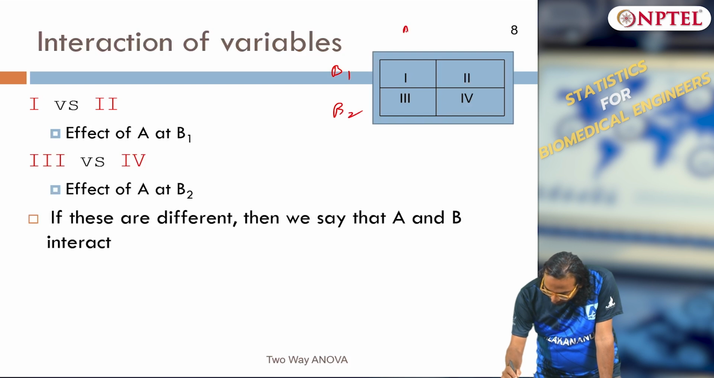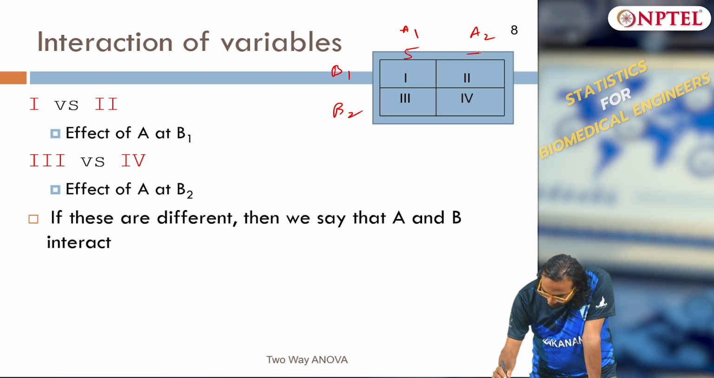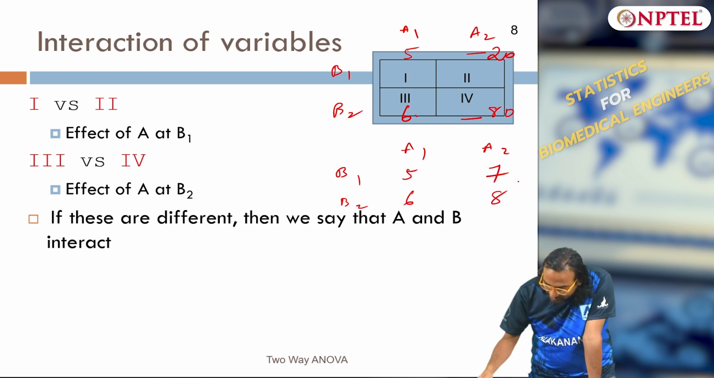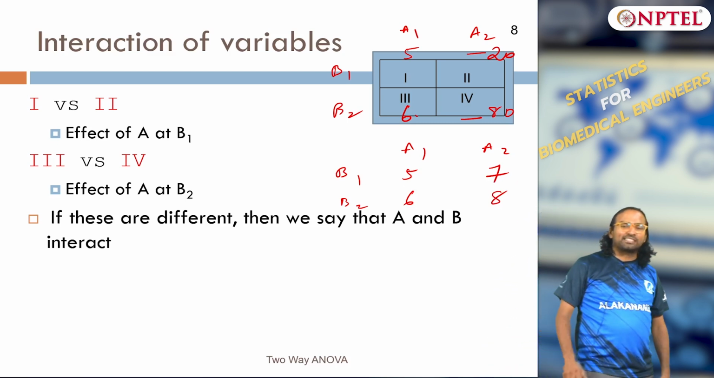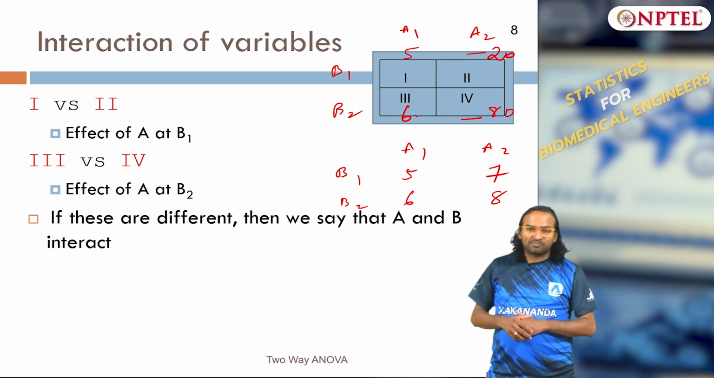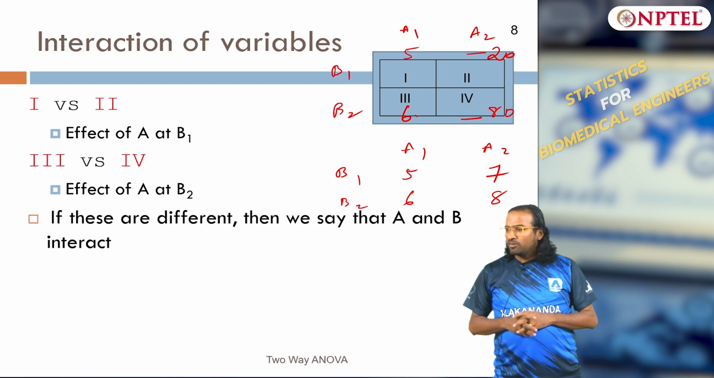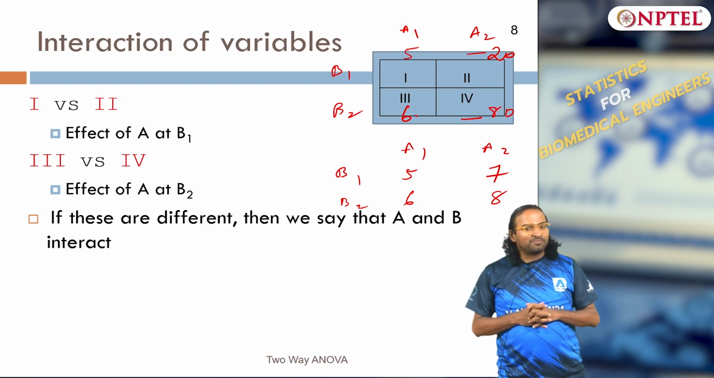B1, B2, A1, A2. Let us take this number as 5, this is negative 20, 6, negative 80, and then I have another one: 5, 7, 6, 8. When can you say interaction is there? You saw the numbers? How do you determine interactions? Looking at the data, you should be able to say how you do it.